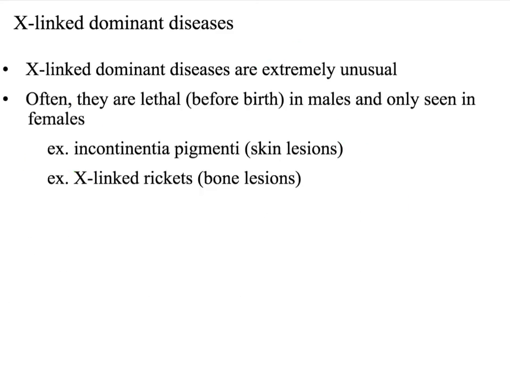X-linked dominant traits are extremely unusual. Often they're lethal. They're before birth, so they're not even found. So when you look at X-linked traits in humans, you're pretty much dealing with X-linked recessive genes. But there are examples where some people are born with X-linked dominant genes. These two particular diseases are examples of people being born with them, and they're pretty serious. They're extremely unusual. They're rare. They're difficult to survive. But there you have it.